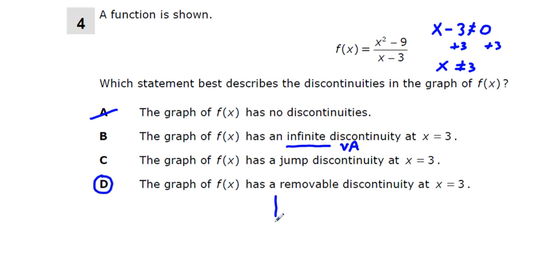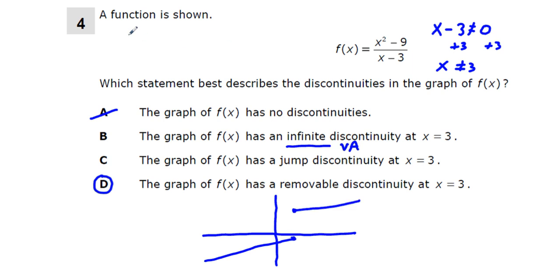Just for your reference sake, a jump discontinuity, because there was one on last year's test, is a function that goes something like this, comes along and then just jumps up to another place and goes somewhere else. That's a jump discontinuity, which I just drew.